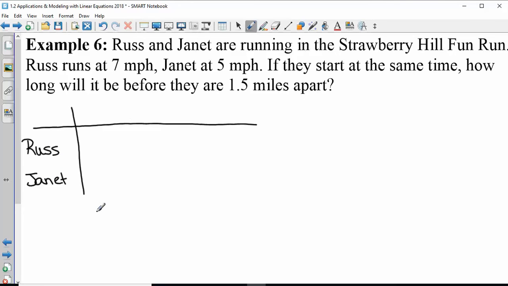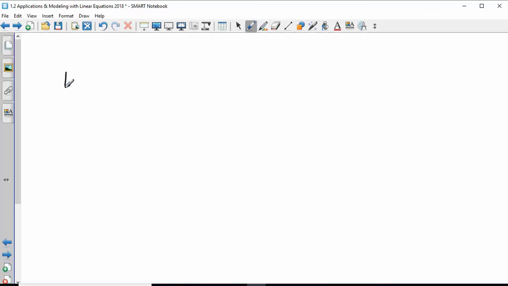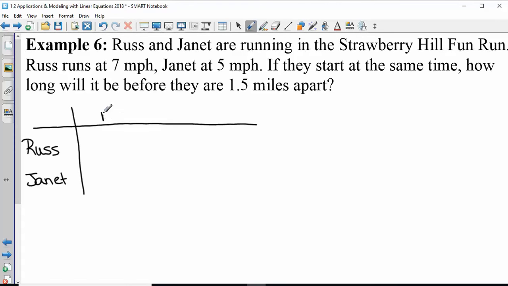I need a different formula across the top. Remember, distance is equal to rate times time. So I'm going to do R times T equals D. So there's my formula. Let's start filling in the blanks.